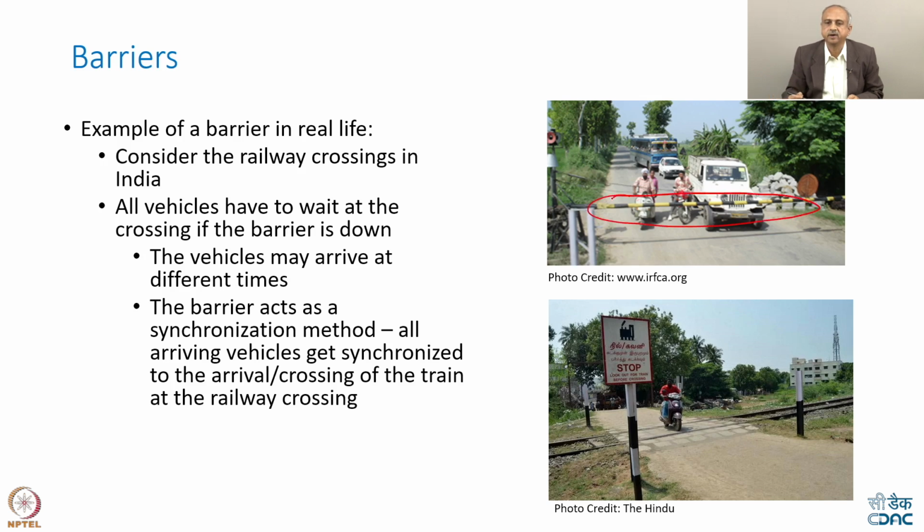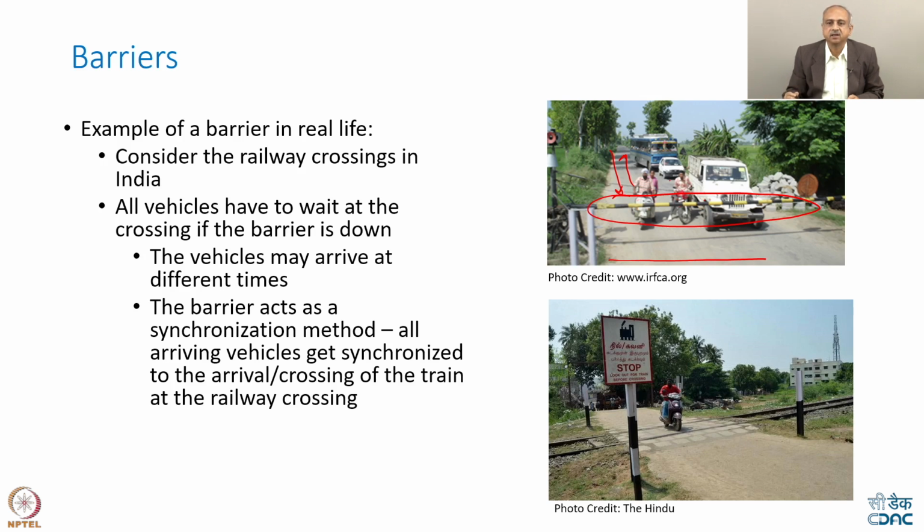This barrier is lowered. When the barrier is lowered, the road traffic cannot cross the railway line which is here. So, all vehicles have to wait if the barrier is down. Now, the concept here is each of these vehicles would have arrived at a different time, and you can see that they are in a queue. So, obviously this bus has arrived later than the car, and the car has arrived later than this jeep. However, when the barrier gets lifted, all vehicles can proceed together.